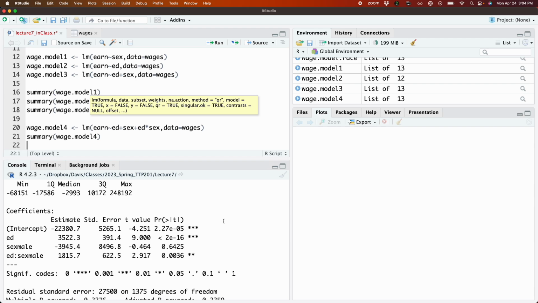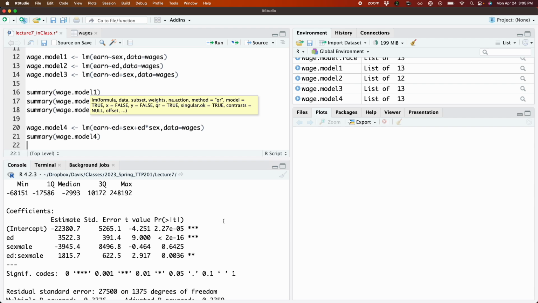What the heck's going on here? Someone help me out. We're seeing that the interaction term is more significant than the difference caused by just the strict intercept. Okay, that's right, but let's just walk through this. What is this intercept telling me? If you have 0 years of education and you're female, then you're going to make negative $22,000. Perfect.